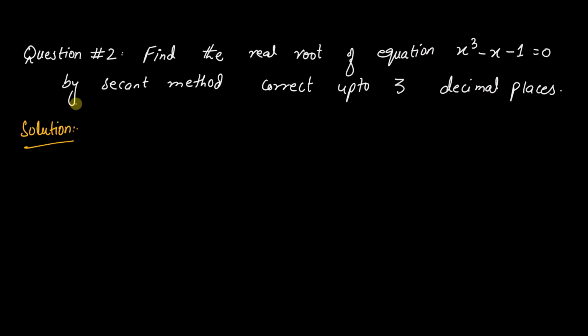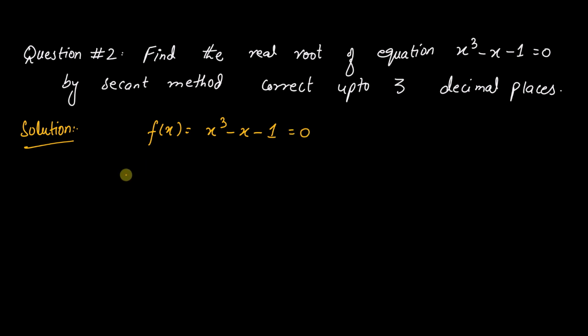Okay, so we have question number 2, that find the real root of an equation x cubed minus x minus 1 equals 0. So the given equation is a nonlinear equation, by secant method, correct up to 3 decimal places. Okay, in this question, we are given a nonlinear equation and a tolerance, but we are not given the interval. So first of all, we need to find the interval with the help of a hit and trial method.